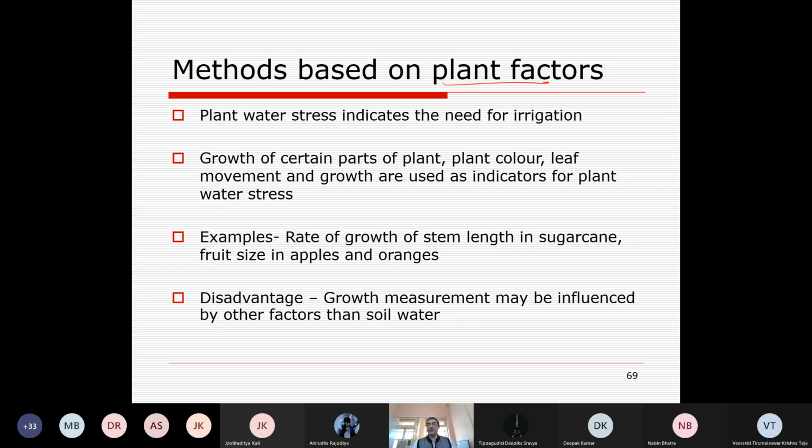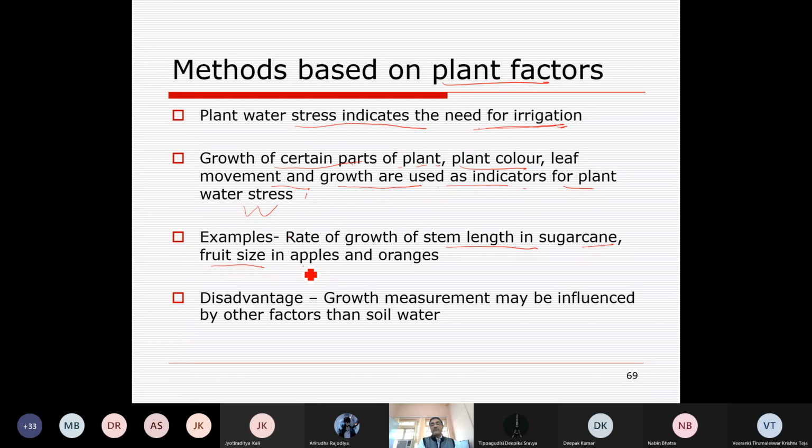So plant factors are used to schedule irrigation, like plant water stress, that is indicated by leaf color or leaf strength and so on. So plant water stress indicates the need for irrigation. Growth of certain parts of the plant, color, leaf movement, are used as indicators for identifying plant water stress. So rate of growth of, say, stem length in sugarcane, that is one example.